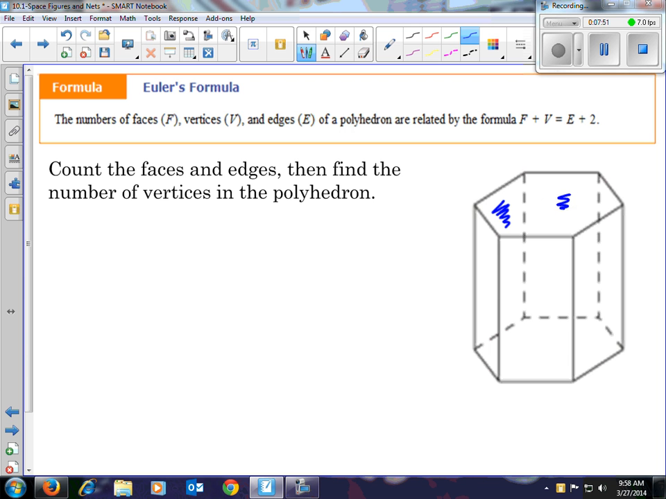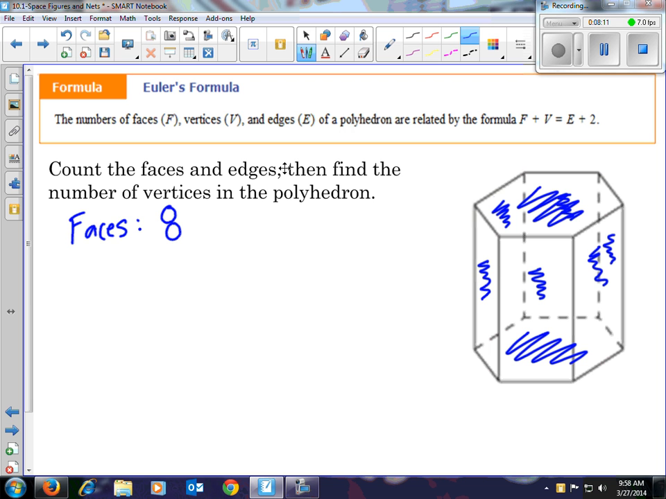2 faces, 3, 4, 5, 6. So that's the outside. I have 6 faces, and then I have the top face, which is 7, and the bottom face, which is 8. So number of faces is 8. And then it also says to count the edges.